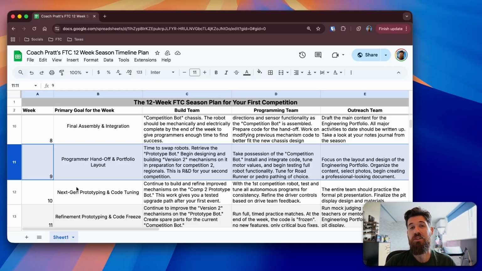As well, for your build team, it's sort of your R&D session. So builders, take a look at what you can work on for the next one. Programming team, start doing some tuning for your autonomous. Make sure you have your RoadRunner, your PedroPathing, or your custom pathing projects, whatever it is that you're doing. Now's a good time to start doing that tuning. And the outreach team, get your journal and your portfolio starting to have a cohesive design.